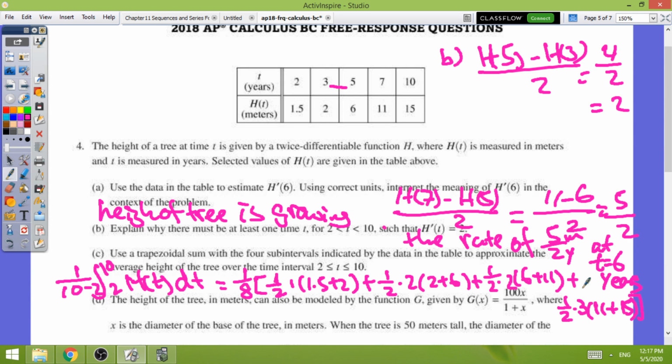And then once you accumulate all this together, combine them, you'll get 263 over 32 meters. Make sure that you show the work for the evaluations, okay? This one is just time consuming, so that's why I just put it this way.